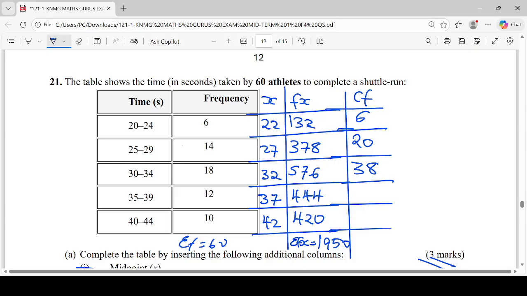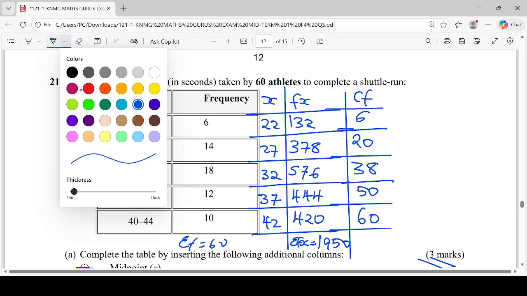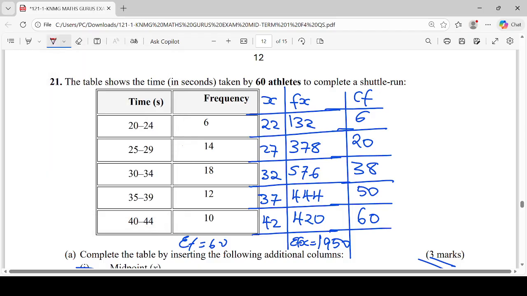38 plus 12, you get 50. 50 plus 10, you get 60. Then after that, now look at the CF column. Where does 30 lie? 30 lies in this row. So this becomes your median class. That row, this is where the median lies.